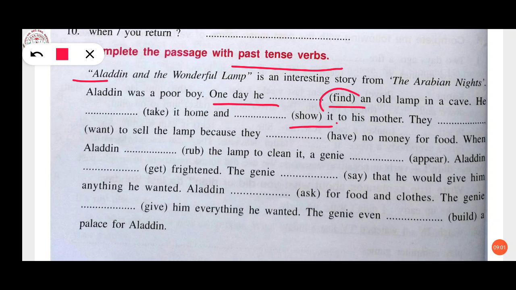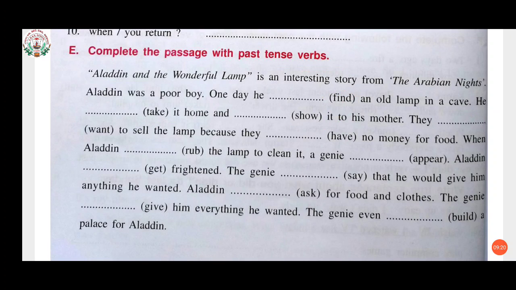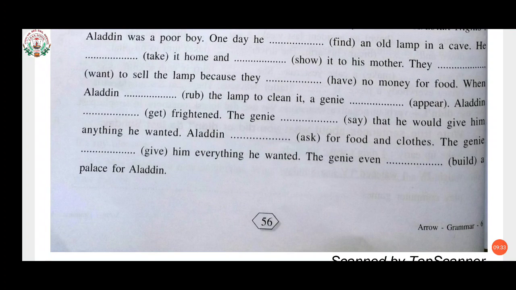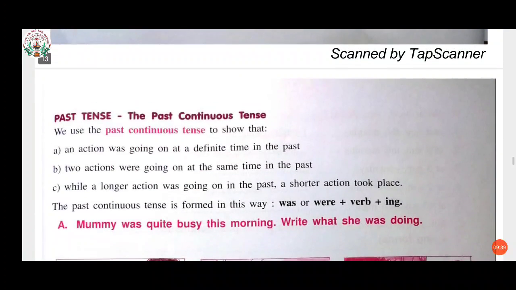He find will change to found. Then he take will change to took. Take, past tense is took. So he took it home and showed. Ed we will add here, showed it to his mother. Then they wanted to sell the lamp because they have will change to had, because they had no money for food. Like this, just change that verb into past tense and write over there in your book.